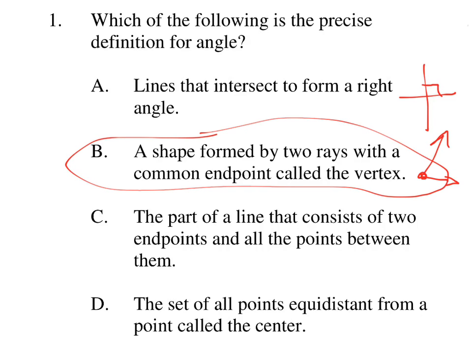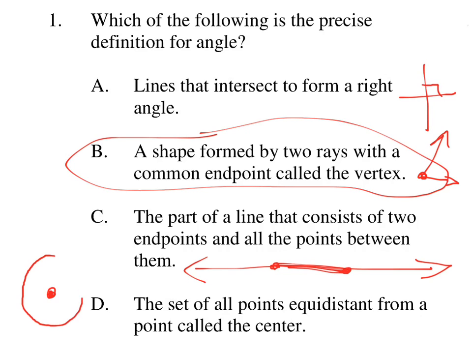It's B. I do want to point out some of the rest of these, though. Part of a line that consists of two endpoints. So here's a line. We got a couple of points on it, and all the points in between. Hey, that's a line segment. And then D, we have something called a center, and it's talking about all the points that are equidistant, as in the same distance away. Hey, that makes a circle. So there you go. That's what we're trying to get at with these. So we have circles and all that.